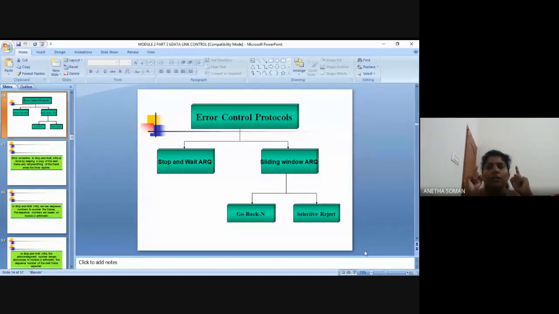I started with the flow control mechanism in the morning class. Two methods are there: one is called stop and wait, the other is called sliding window.